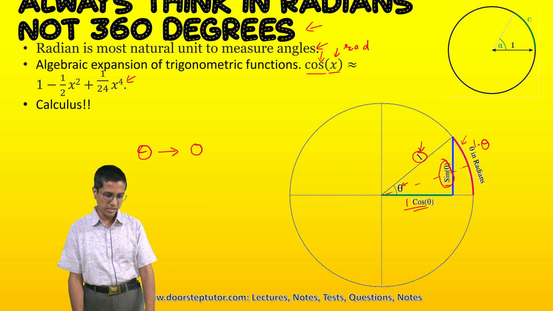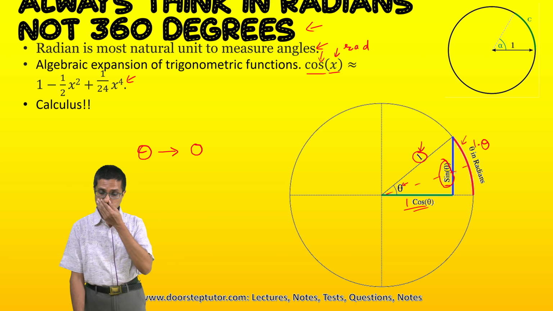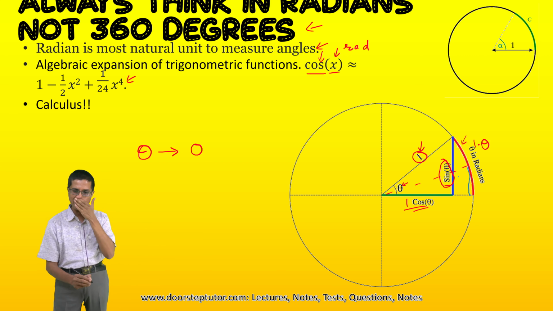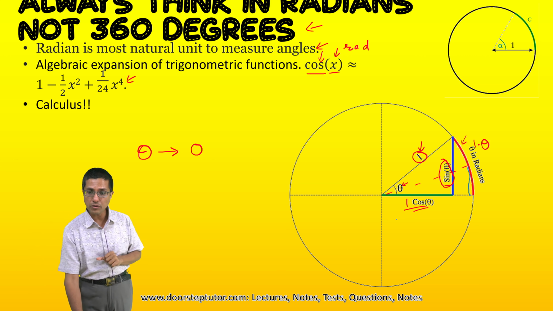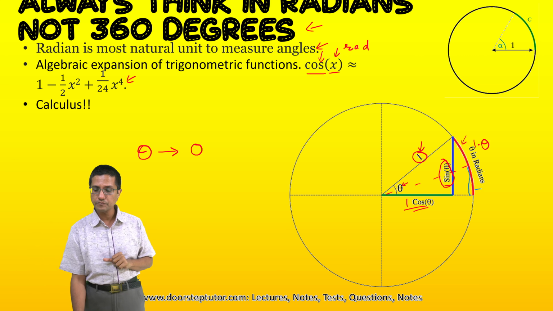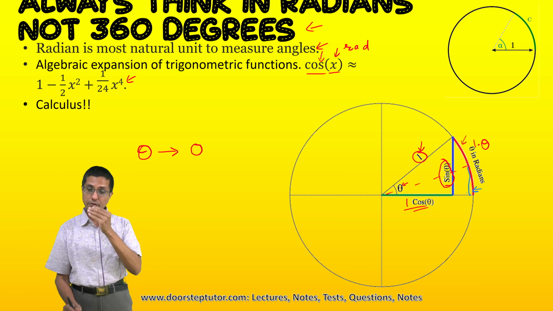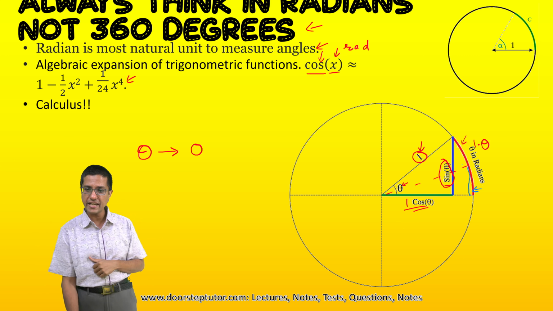We'll just draw another diagram here. This theta becomes closer and closer to 0. This line of sine theta that we have drawn will come closer and closer to this arc. The length of this sine theta will become even closer to this arc length of theta.